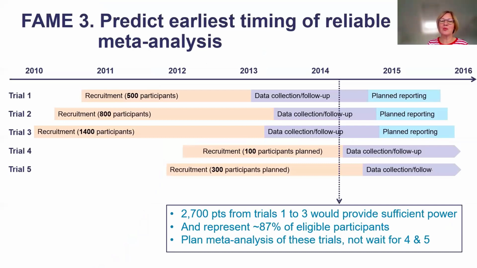So we've got our 5 trials, we know we've got 2,700 patients from trials 1 to 3, and that would provide sufficient power. That's what we've estimated from our sample size calculations. Also, these 3 trials would represent 87% of eligible participants, so actually quite a big proportion. And so that means that we would feel comfortable doing a meta-analysis of these 3 trials and not wait what looks like is going to be quite a lot of years before we have the results of trials 4 and 5. So it looks like they won't report until beyond 2016. Because we know we have power and a large proportion of the evidence, we feel comfortable doing that. It would be pretty unlikely for those 2 small trials, 4 and 5, to overturn the results of the meta-analysis.